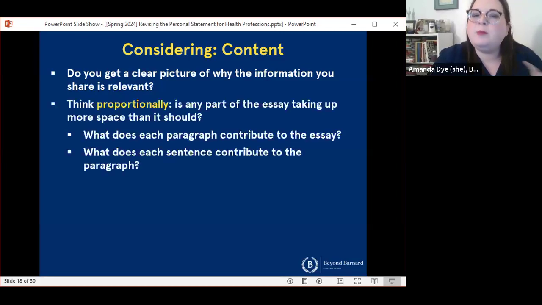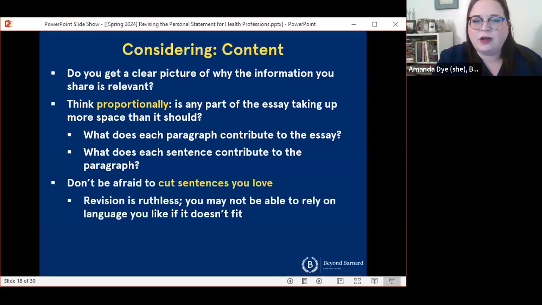You also want to think about proportions. As I said a little bit earlier, you want your essay to be balanced. It's definitely okay to share stories in the context of a personal statement, but it's important that those stories not be the biggest part of the personal statement. And so you want to think about how much space each part of the essay is taking up, what each paragraph is contributing to the reader's understanding of the essay, and what each sentence is contributing to the paragraph. Really thinking about how well all of these pieces are working together to get your message across.